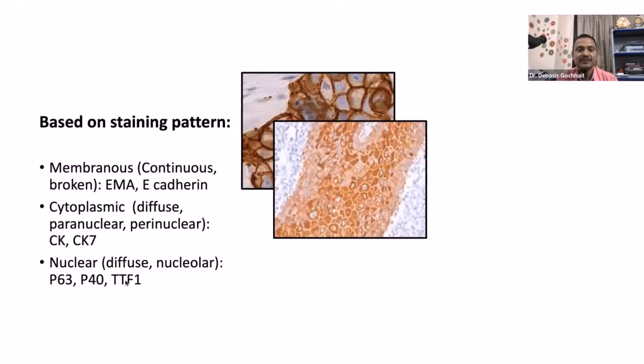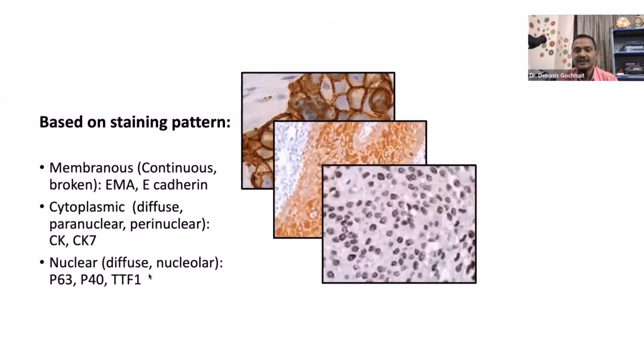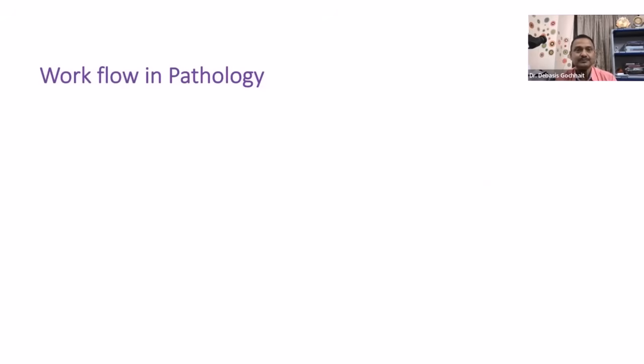Okay, P63, P40, TTF1, all these are nuclear staining. Here you can see the nucleus is positive and the cytoplasm has not taken up the stain. So the principle is very simple. These antibodies go and bind to the antigen at different locations. The locations can be membranous, cytoplasmic, or nuclear.